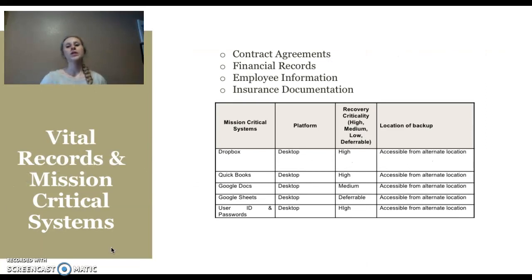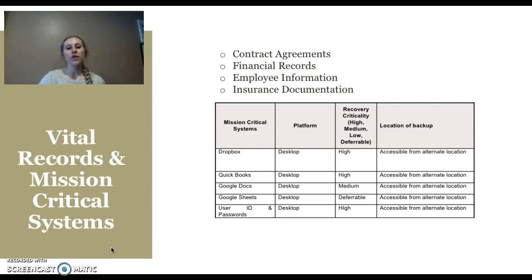The vital records include contract agreements, financial records, employee information, and insurance documentation. The mission critical systems are Dropbox, QuickBooks, Google Docs, Google Sheets, and user IDs and passwords.